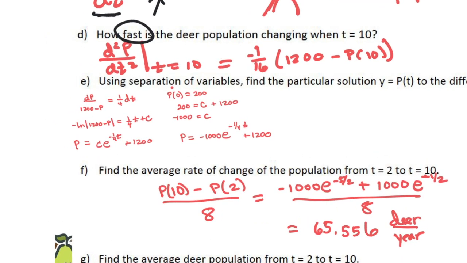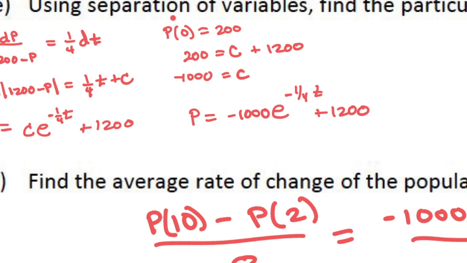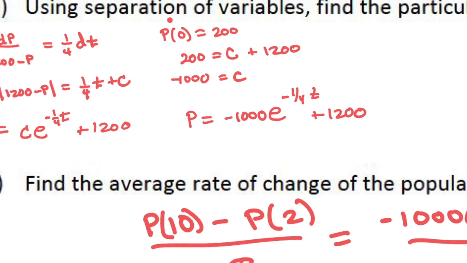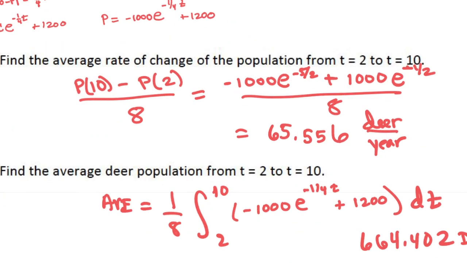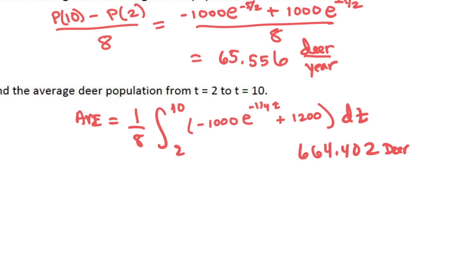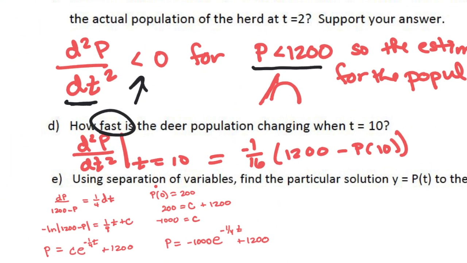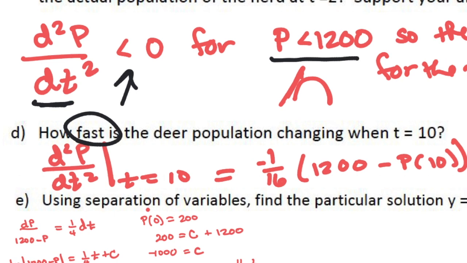Then you need to use separation of variables in order to rewrite the actual function. From here, you now need to know the definition for average rate of change and then how to find the average deer population. So lots of different definitions in here and separation of variables. This is a fabulous problem to practice for you.